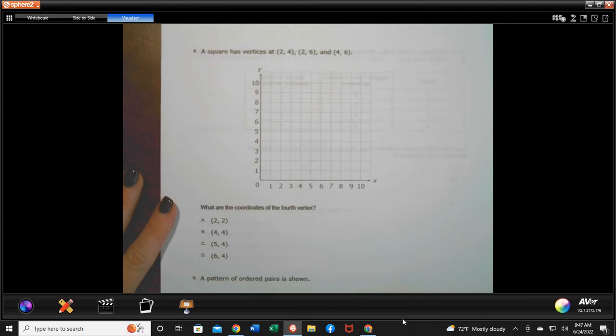All right, boys and girls, we're moving right along. Hopefully you are pausing the video as needed if you need to look at what you did wrong. All right, number 8, a square has vertices at 2, 4, 2, 6, and 4, 6. What are the coordinates of the fourth vertex?